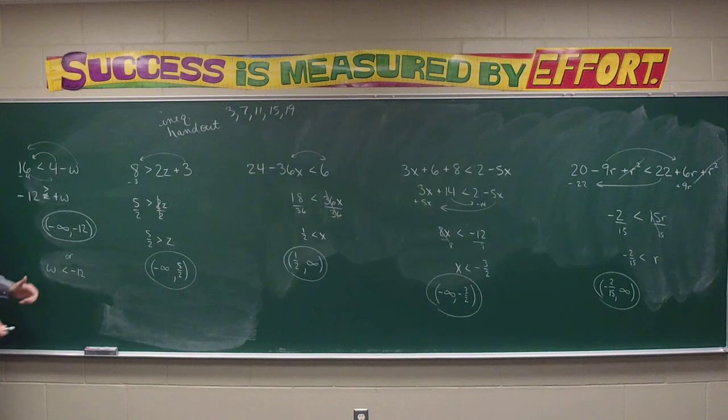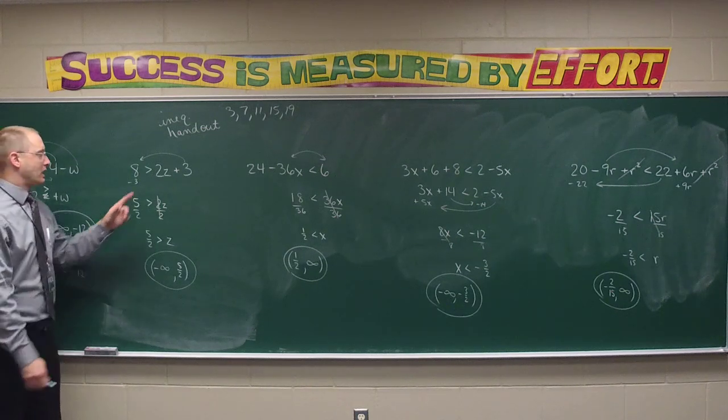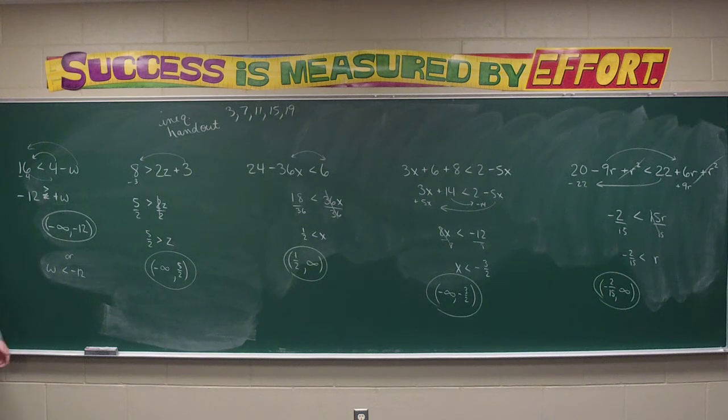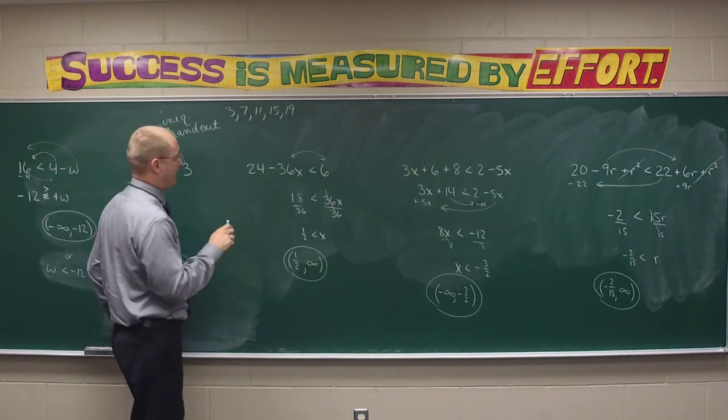On the next one, again, everything in parentheses right now because there were no or equal to's. Had there been an or equal to, bracket, but there weren't any. Here, subtract the 3, divide by 2, negative infinity to 5 halves. How many have that answer? Question. Look at the next one.